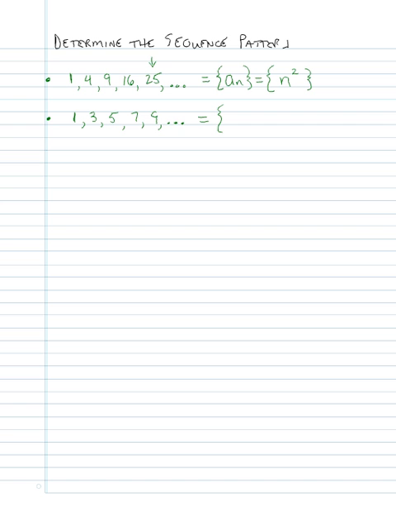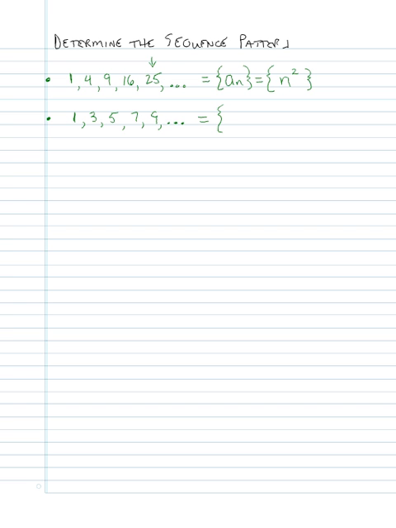Let me expand on this a little bit before we do anything. The first term is the first positive odd integer. The second term is the second positive odd integer. The third term is the third odd integer. They're all odd integers, and it has something to do with their position as first, second, third, and fourth.